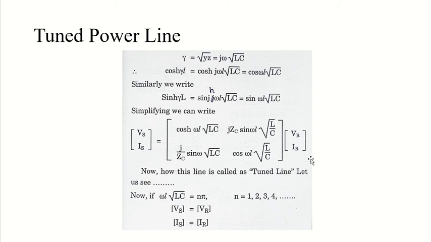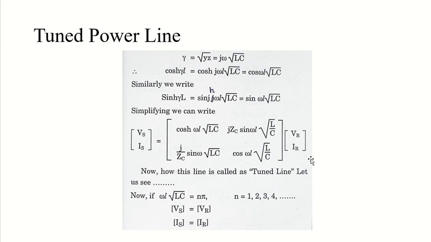So what is happening here? That receiving end voltage and sending end voltage are equal. Receiving end current and sending end current are equal, which means there is no voltage drop on load, and there is no loss of current here, right? So if we have no voltage drop on load, we call such line a tuned power line, right? You can call it a tuned power line because there is no loss. You're not losing any power, right? So it is called tuned line.